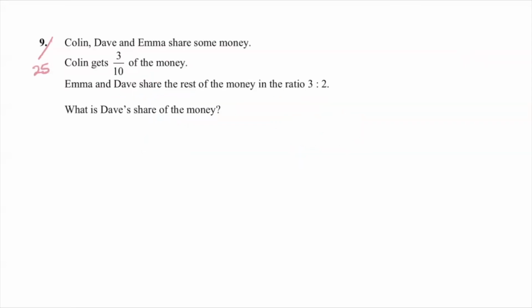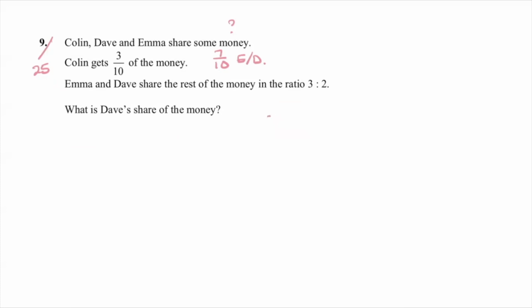Okay, so we've got a crossover question. It's got fraction and ratio kind of screaming out of the question, hasn't it? So we've got Colin, Dave, and Emma sharing some money. We don't know how much money that is. We could put a question mark for reminders. Colin gets 3/10, which means that Emma and Dave must get the other fraction. They must get 7/10. So Emma and Dave together must get that. They share whatever this sum of money is in the ratio of 3:2.